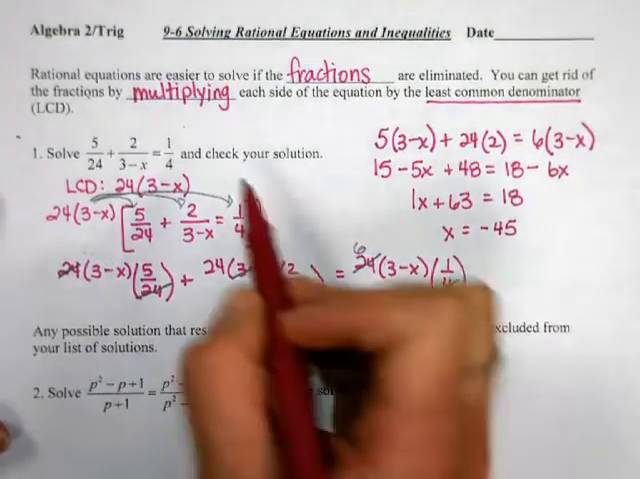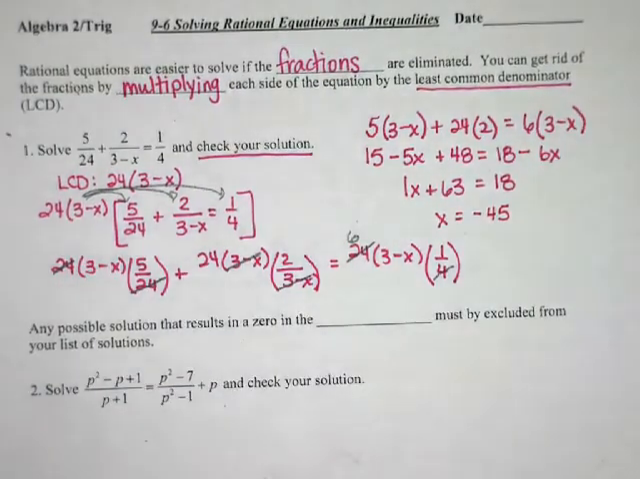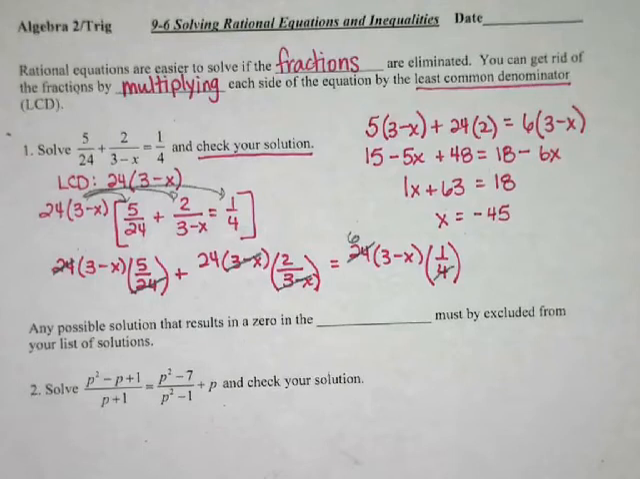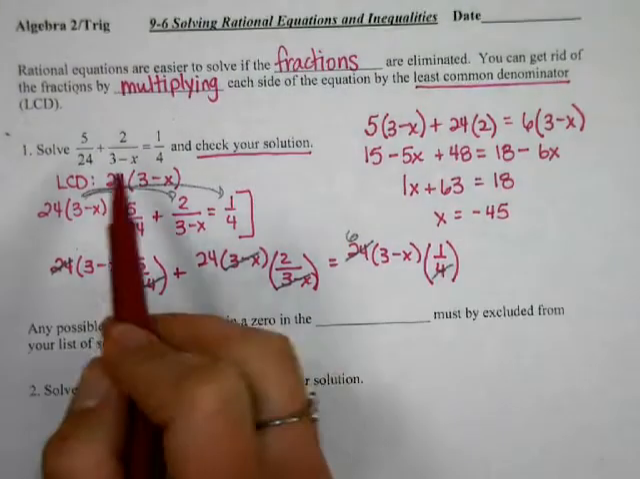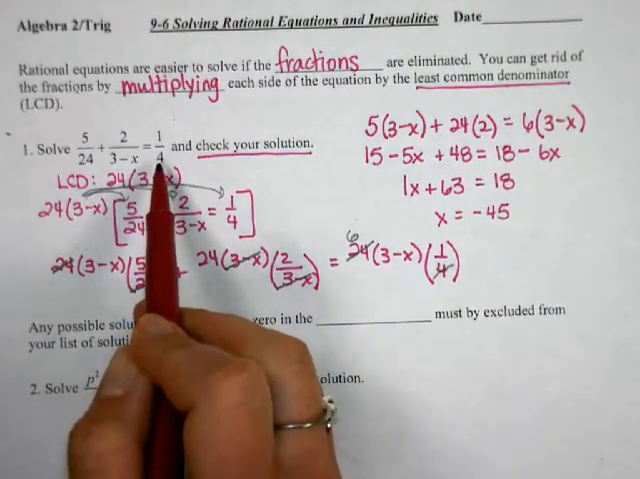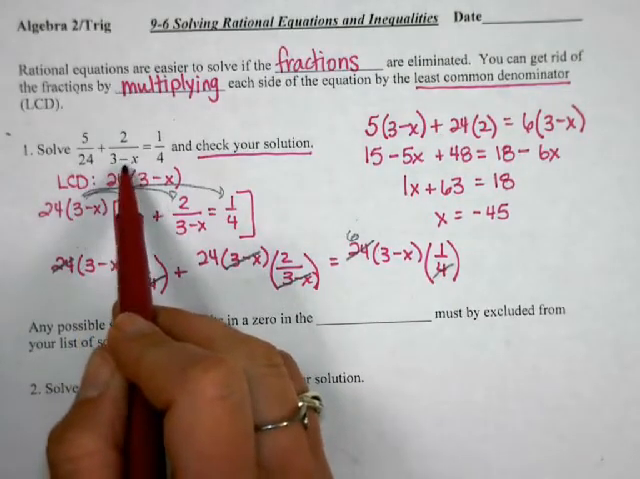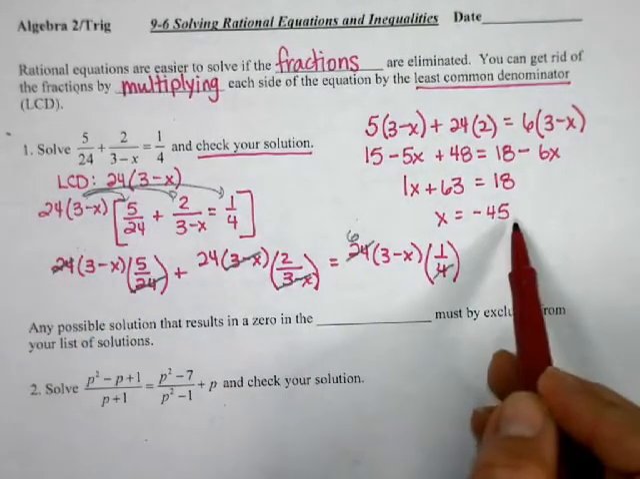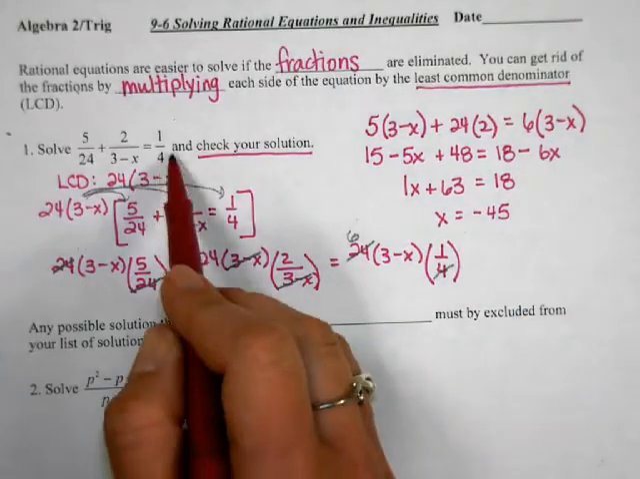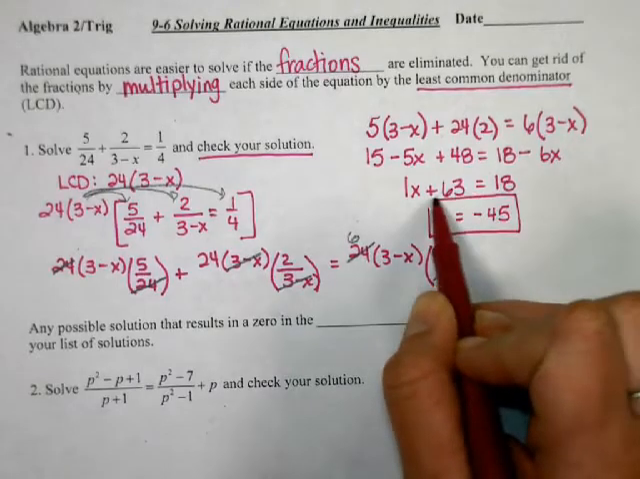Now it says check your solution. What it means by that is we can't divide by 0. Remember, if we get a 0 in the denominator, then you have something that's undefined. So we need to check this and make sure that I don't get a 0 in my denominator. Well, I don't plug anything into that, so that's fine. 3 minus negative 45 gives me 48, so that's okay. And my denominator there is 4. I'm not plugging anything into it, so x equals negative 45. And it works.